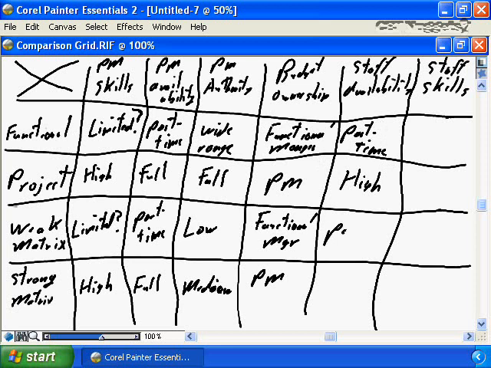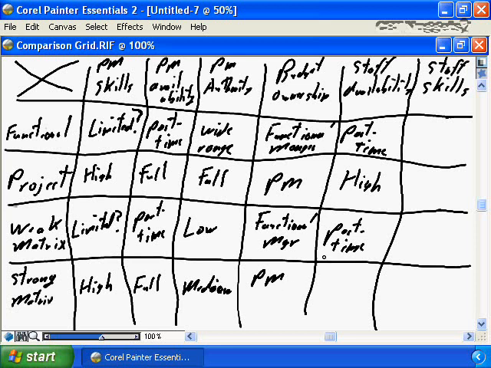In the weak matrix, it's going to go back to part-time as well. They're being pulled from across the entire organization. And again, in the weak matrix, the project manager may have limited power and authority to ensure the team members are completing project responsibilities.